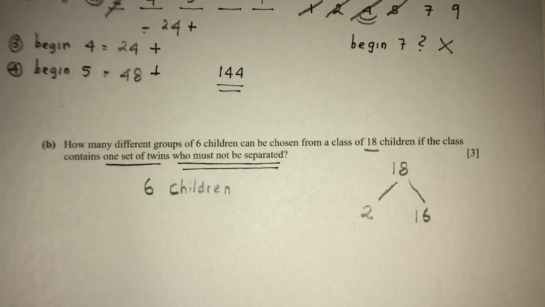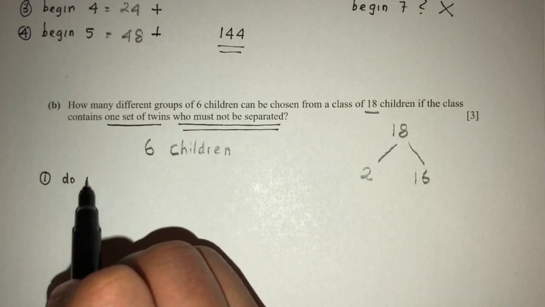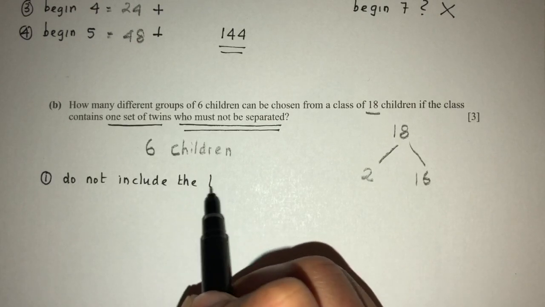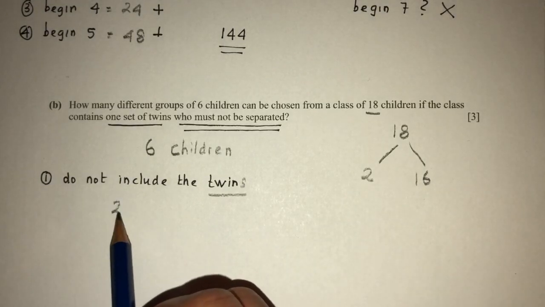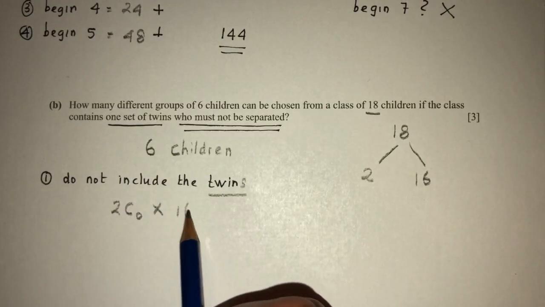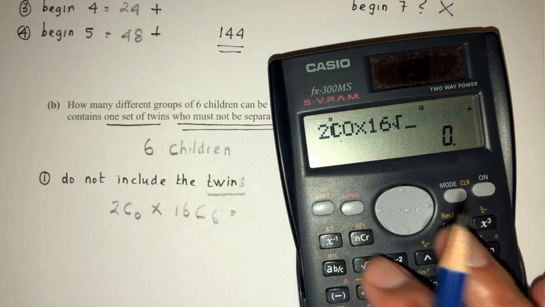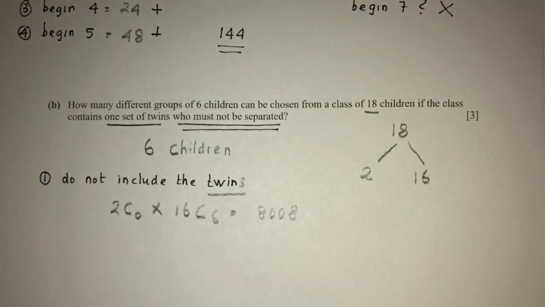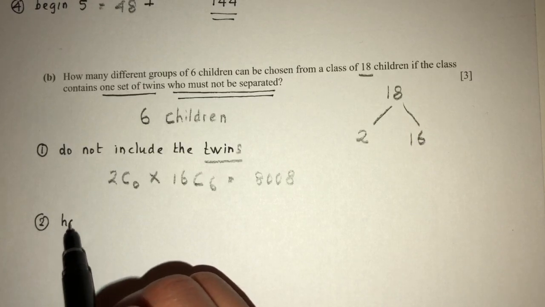So we have to look at each case. The first case is we do not include the twins. That's my first case. So we just don't include the twins. So from the 2 twins, we don't choose anyone. From the 16 people left, we have to choose 6. Okay, so 2 choose 0 times 16 choose 6. That will be 8008. Now let's look at the number 2 option. Number 2, we have the twins.